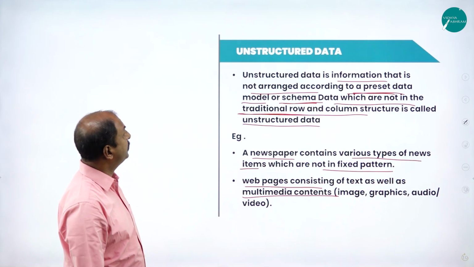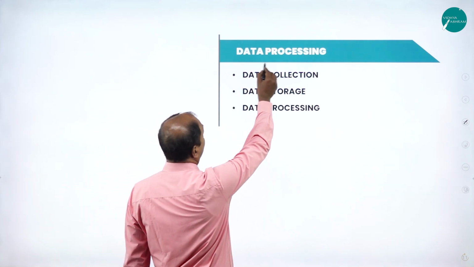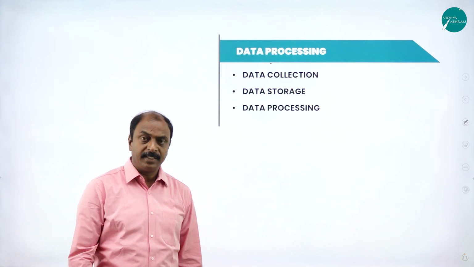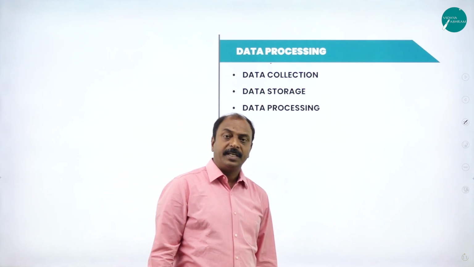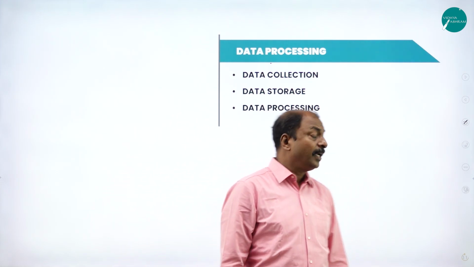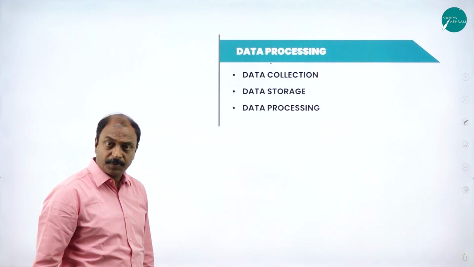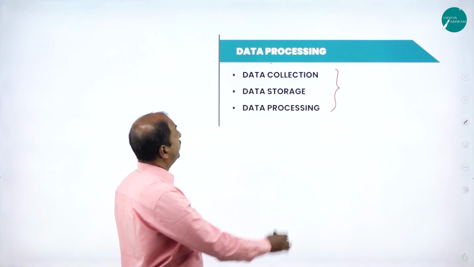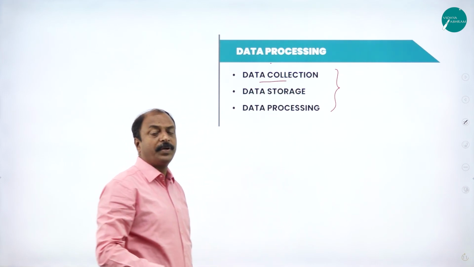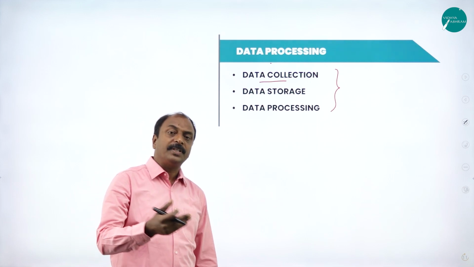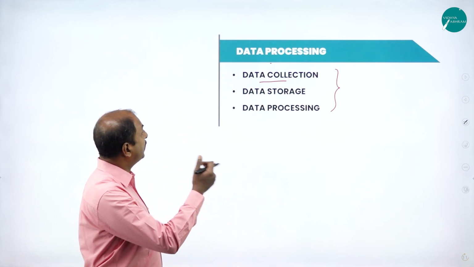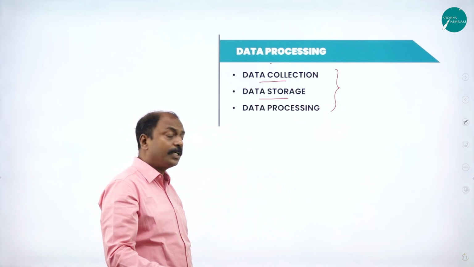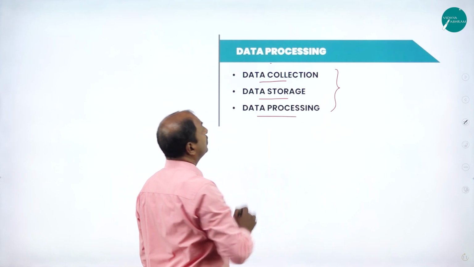In the next slide, we will see what is data processing. A computer is a data processing unit. We have to feed the data, the computer processes it, and it generates a result that is nothing but information. During data processing, we have a few steps to be followed. One is data collection. Before feeding the data to the computer, we have to collect the data and store it for later use. The next one is data processing.